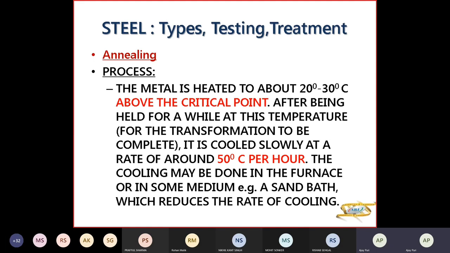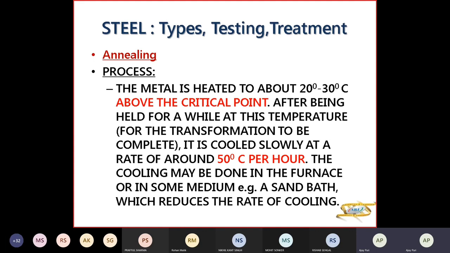Then once you're heating to that temperature of maybe 30 degrees above your critical temperature or critical point, you're holding that temperature for a certain time so that your material gets converted, basically at the molecular level. So the transformation is from your cementite to maybe pearlite or cementite to austenite. So those kinds of transformation are required. So the holding time is there for transforming that material at the molecular stage.